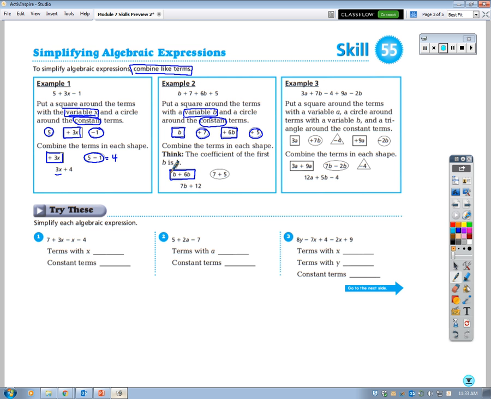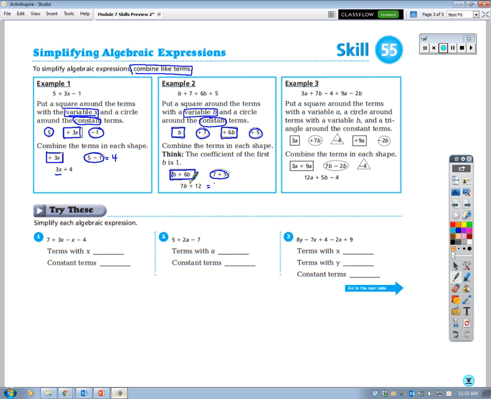Now the common error here would be to go 6b squared or 6bb. This is the same as 1b. You have 1b here plus 6b's, so you end up with 7b. And then we're going to combine our constants here. 7 plus 5 is 12. So we've simplified these down by combining like terms. We can't solve because we don't have anything that it equals, right? So we're just going to leave it here in the simplified form.